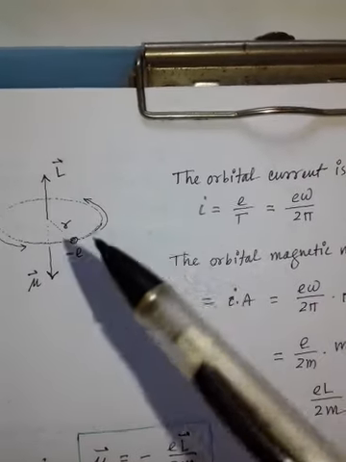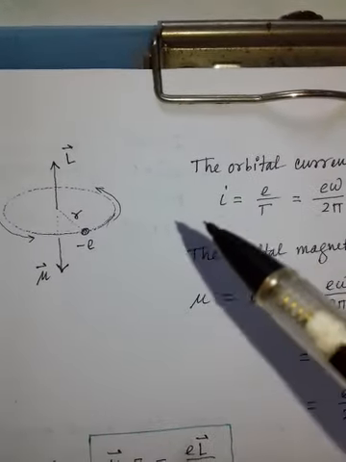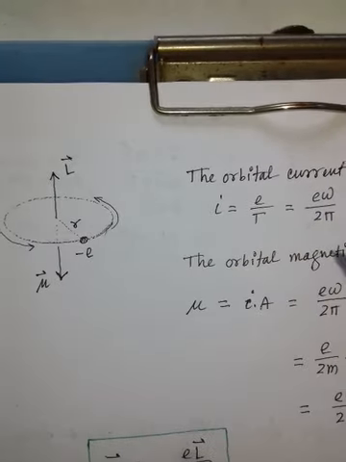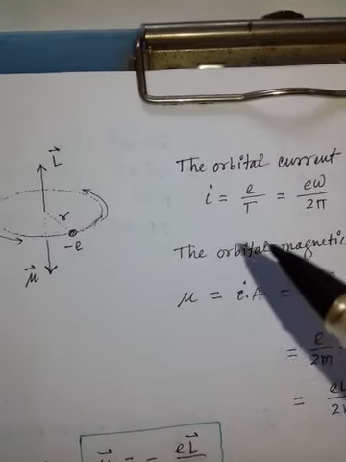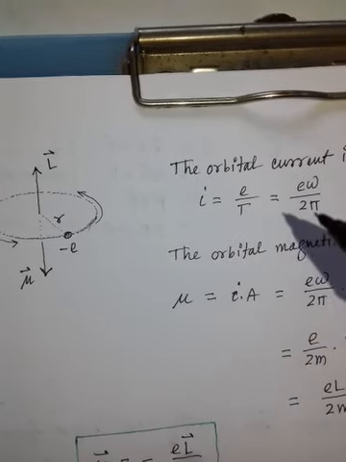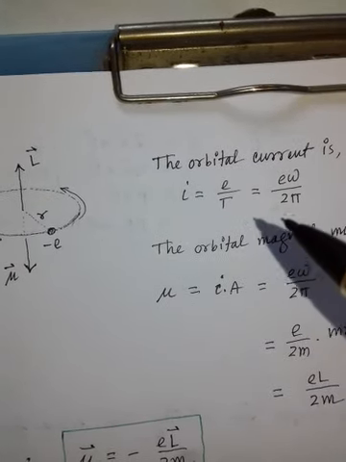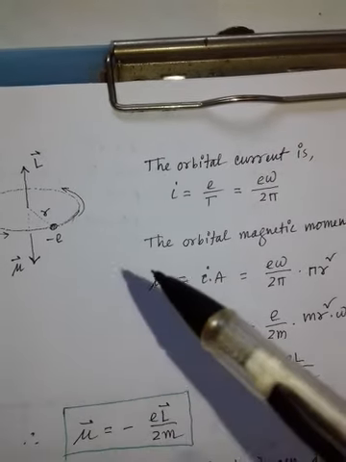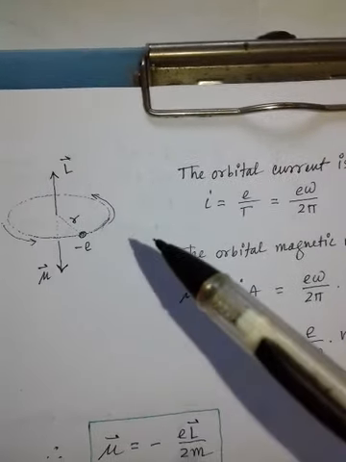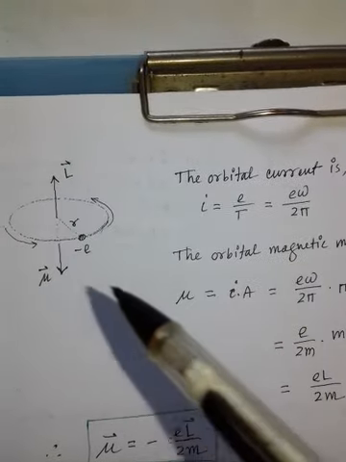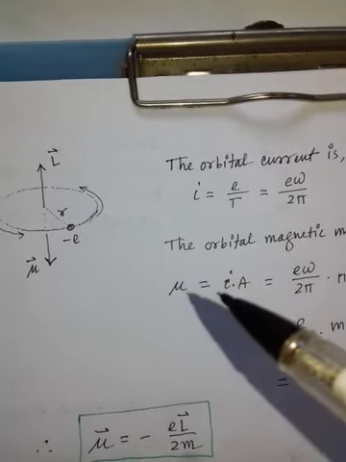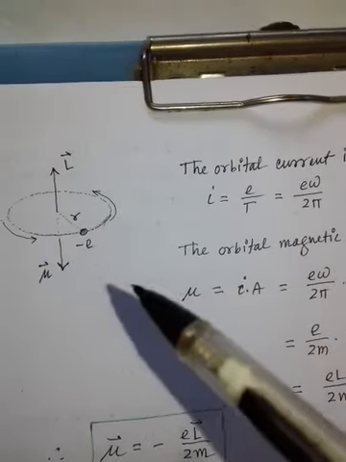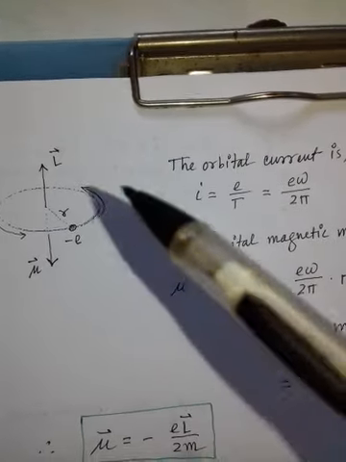The orbital current I is equal to e by T, where capital T is the time period of this revolution, but the time period is 2 pi by omega. Omega is the angular speed, so I becomes e omega by 2 pi. And we know the magnetic moment of a current carrying loop is current into the area. Here I is e omega by 2 pi and the area of this loop is pi r square.